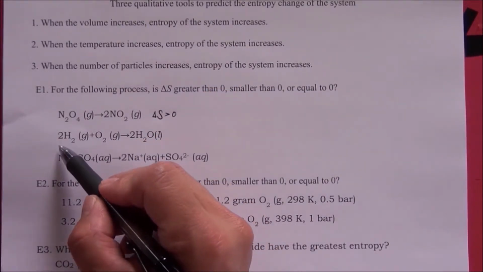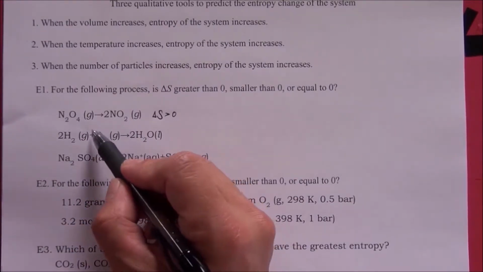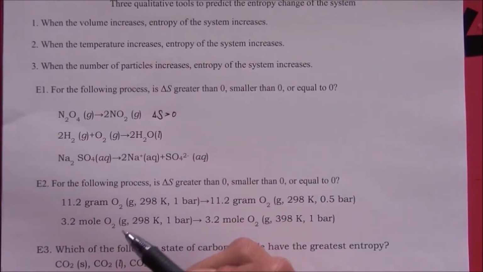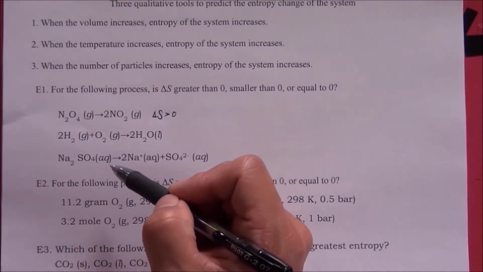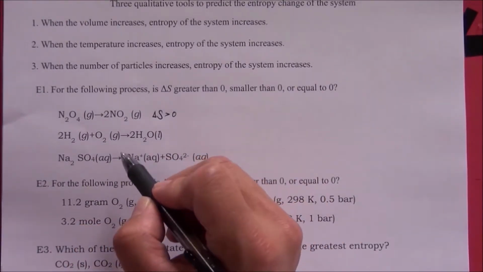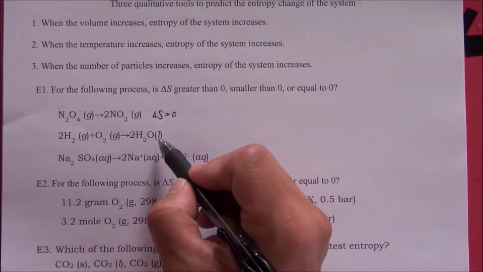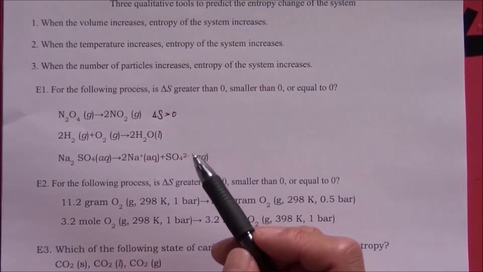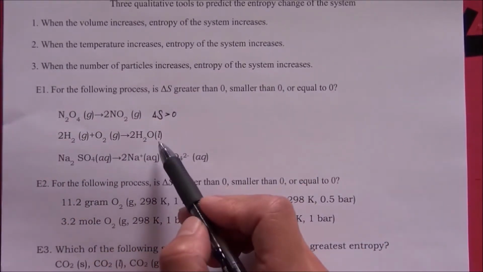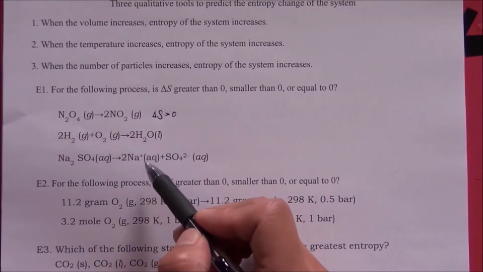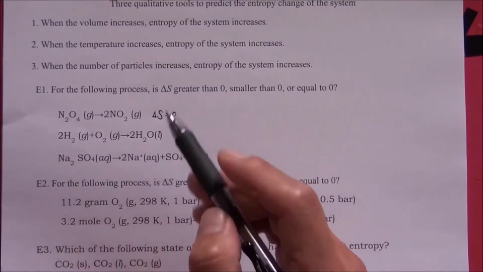We have 2 moles of gas plus 1 mole of gas as reactants. So we have a total of 3 moles of reactants, and we produce 2 moles of liquid. From rule number 3, the number of particles decreases, so the entropy of the system should decrease.